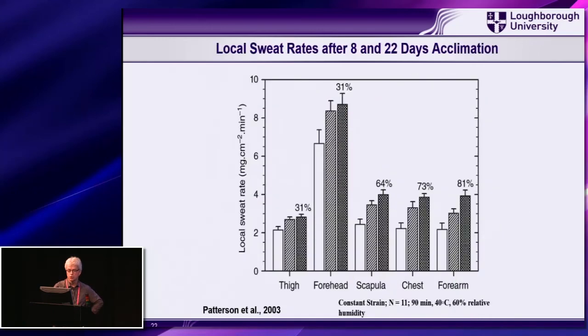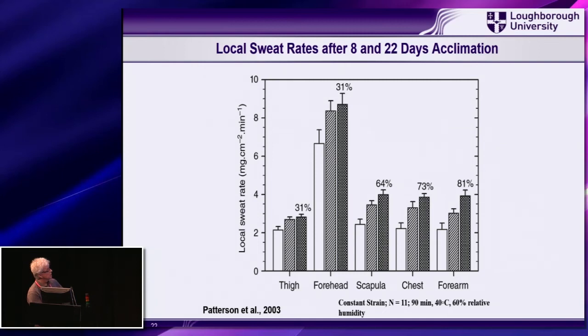And on the arms, we saw an increase, which would suggest there's a little bit of this effect going on of redistribution. But other studies, for example, Patterson in 2003, who looked at local sweat rates before and after acclimation. So local sweat rate on this axis, I would just like to focus here on these two, the chest and the forearm, where you see, again, over 8 and 22 days of acclimation, an increase in the chest sweating of 73%. So this is in sweat capsules, so just a very small surface area, whereas in the previous one it was quite large surface areas. And in the forearm, 81%.